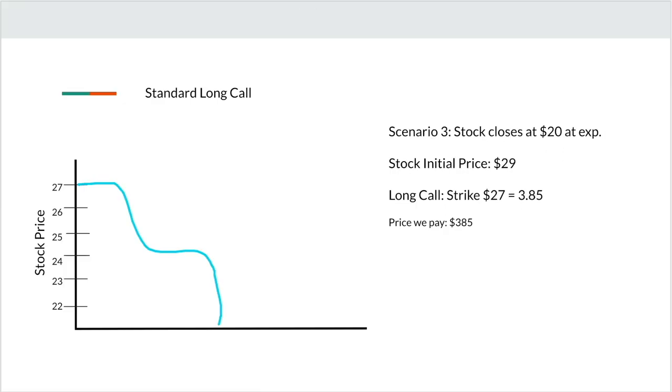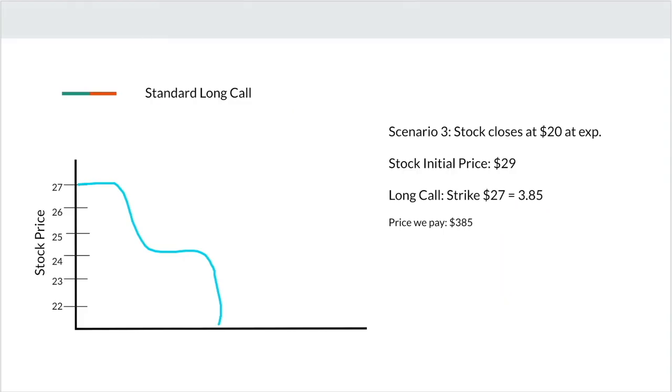You would lose your entire $385 because the stock didn't even make it to the break-even point. So you'd lose the entire $3.85 that you paid. That results in a 100% loss. So you lose 100% of what you paid because you only did a standard long call. Therefore, you put yourself at max risk.